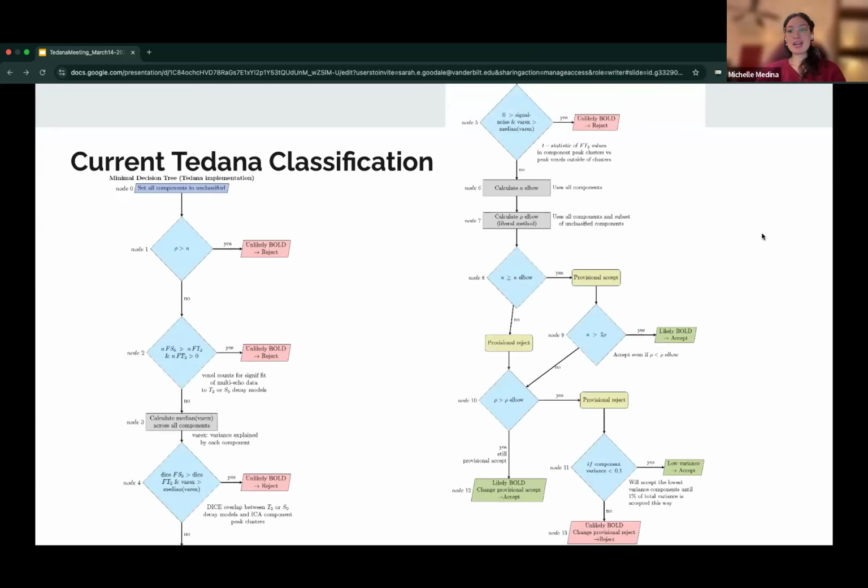I want to start off by saying that tedana has multiple decision trees available now, but one that's very commonly used is called the minimal tree, which is shown here. As a refresher, this tree is very popular given that it's very easy to understand and it has less stringent thresholds on the rho and kappa components. These rho and kappa components are used along different nodes in the tree to classify the components as either related to the BOLD signal or noise. And so I just wanted to have everyone be aware that I'll be using this component for comparisons in the presentation.